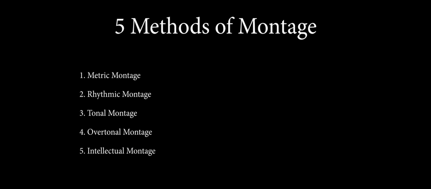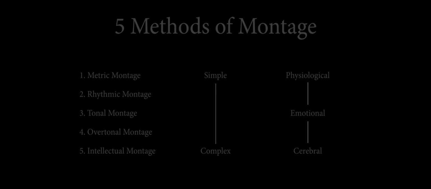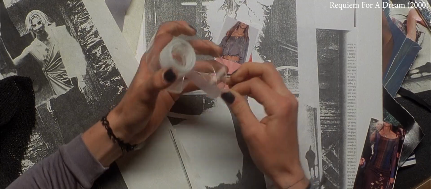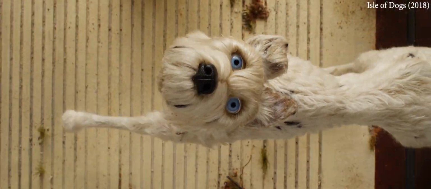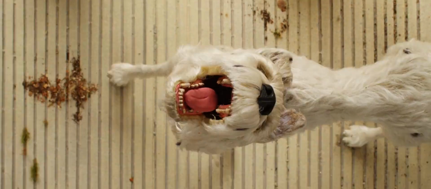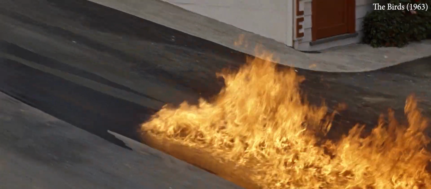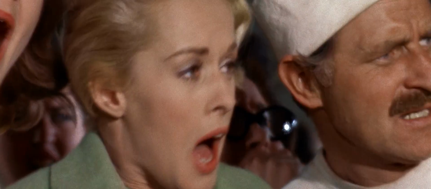Each of Eisenstein's methods grow in complexity from the last, starting at a more physiological response to editing to a purely intellectual response. The first method that Eisenstein lays out is the simplest and is known as metric montage. In metric montage, shots are cut to a finite length in order to create a metered effect in the sequence. The shots can accelerate or decelerate in speed in order to create tension or to establish a conceptual idea.